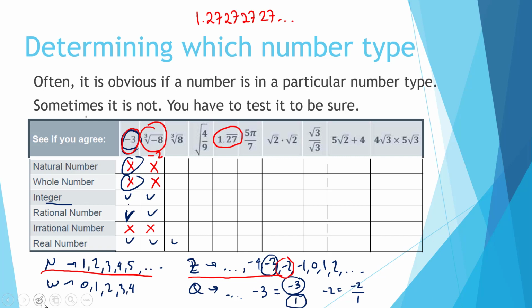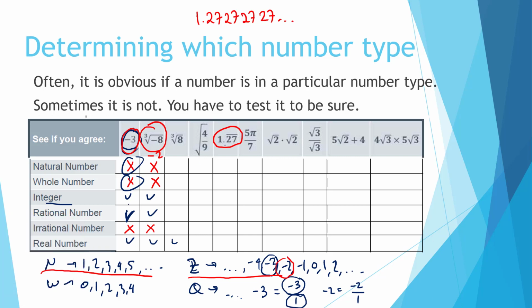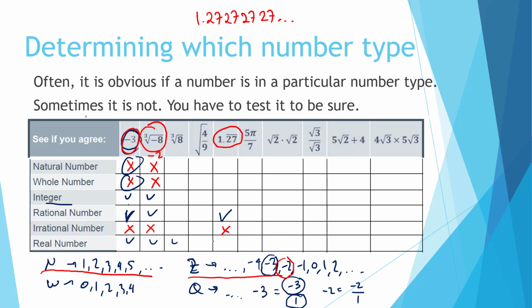But I'm not going to teach you now. I'm going to teach you another time how to convert this into a fraction. Because it is repeatable again and again, this is going to be a rational number and a real number. And because this is a rational number, it means that this is not going to be an irrational number.